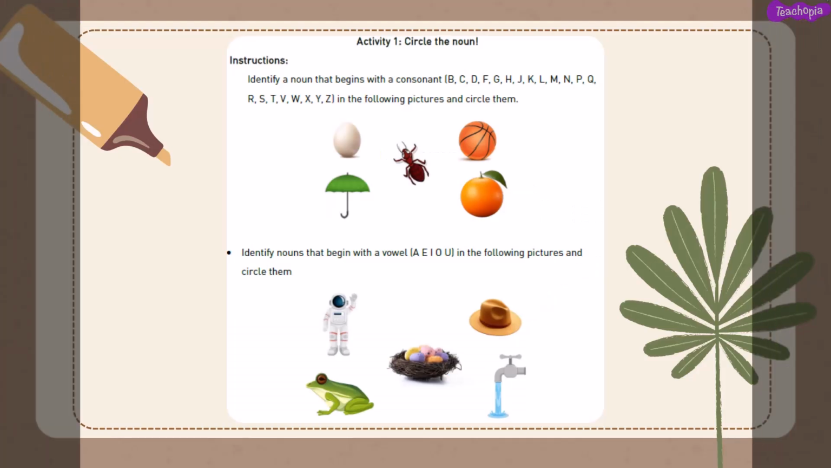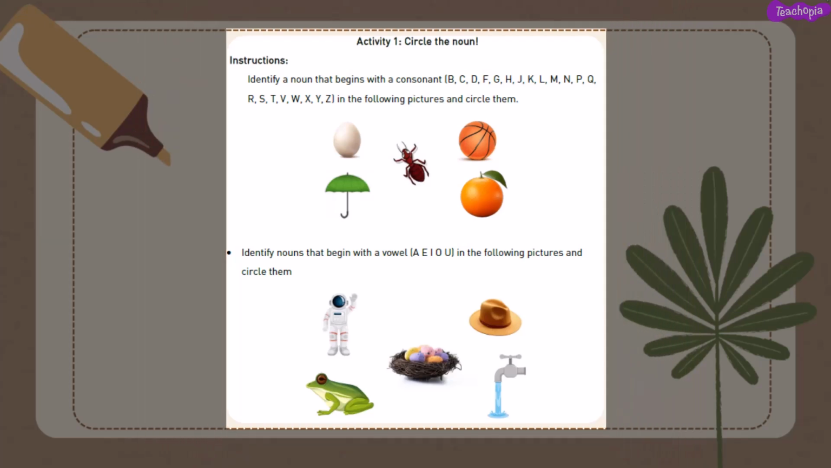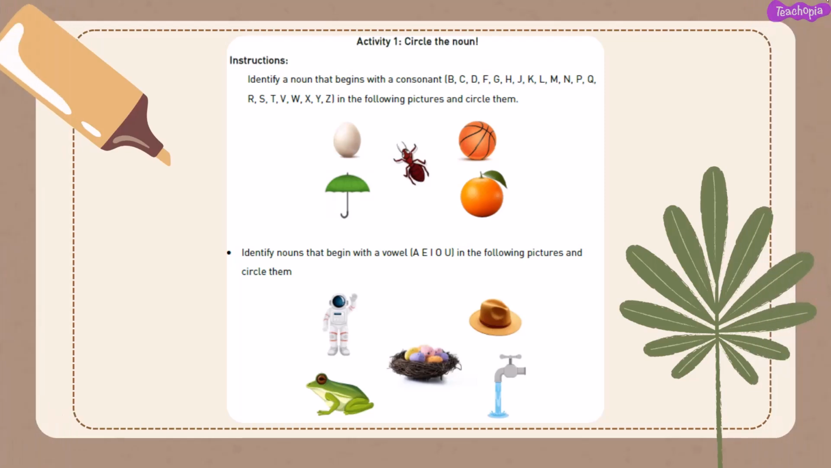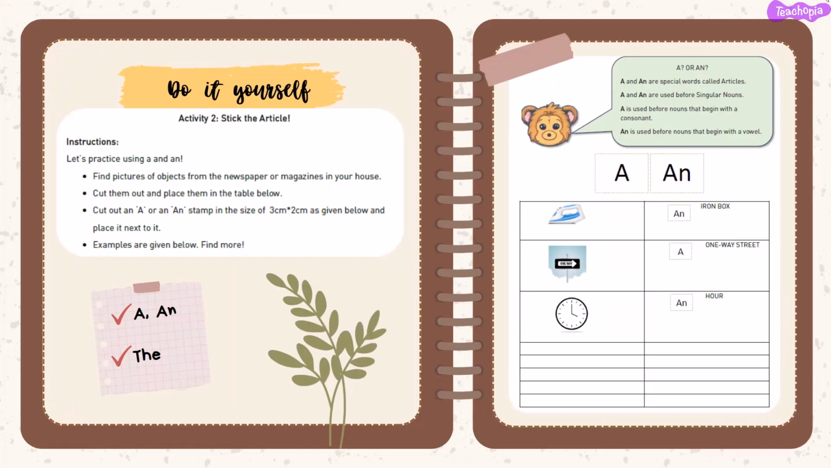The first activity is to circle the noun. There are certain consonants and vowels given. The learners are asked to pick and circle the picture that starts with the consonant sounds and the vowel sounds that are mentioned. For example, B is a consonant that matches with the picture of a ball. The children can end up circling that, and thus the whole exercise can be completed.